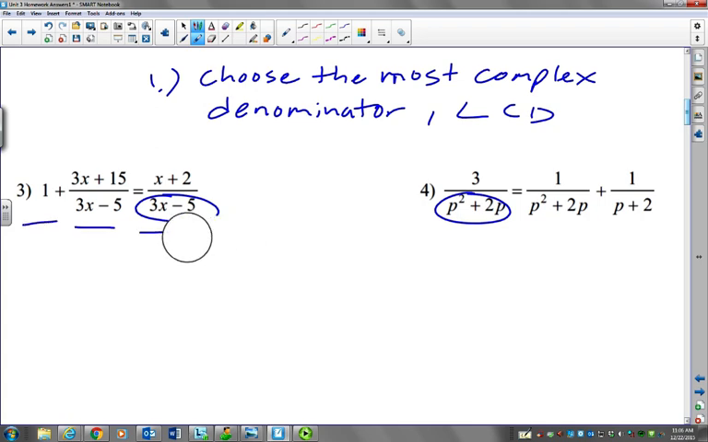But Mr. Newbold, that's a whole number right there. How can you deal with a whole number? Well, we make it into a fraction, a rational, 1 over 1. And you're right, it's missing the 3x minus 5. So we're going to times that 1 with the 3x minus 5 on the bottom, and the 3x minus 5 on the top.